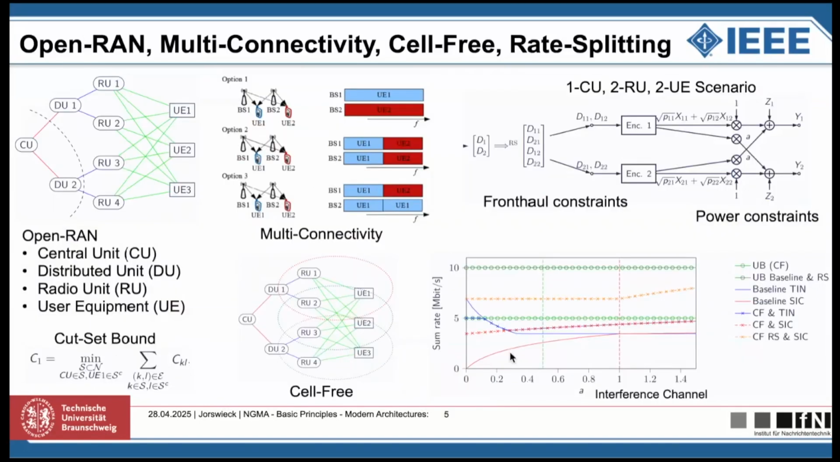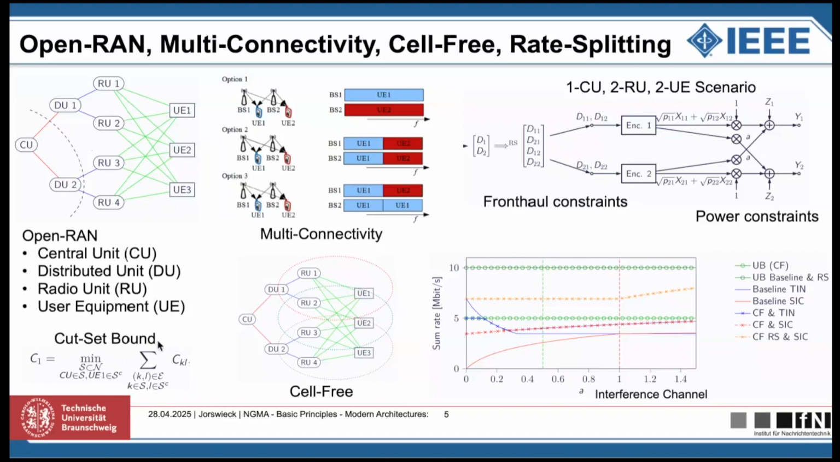Now, how does this background information fit into the current development of novel network architectures? On the left side, we see the typical open radio access network architecture, where you have a central unit in the back serving distributed units which are connected to the radio units. Now, the radio units provide the wireless access to a number of user terminals. And you can see that this is not just a single one-hop network, but a multi-hop network where we have data flows from the central unit to the receivers.